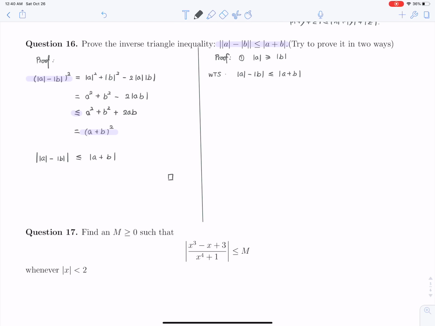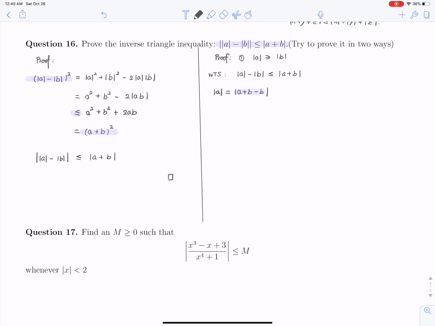Alright, I'm going to start with the absolute value of A. I can write it as A plus B minus B. Okay? This technique is so useful, so important. You add 0. So you add a number and subtract this number. Okay? So important. Make sure you understand this.